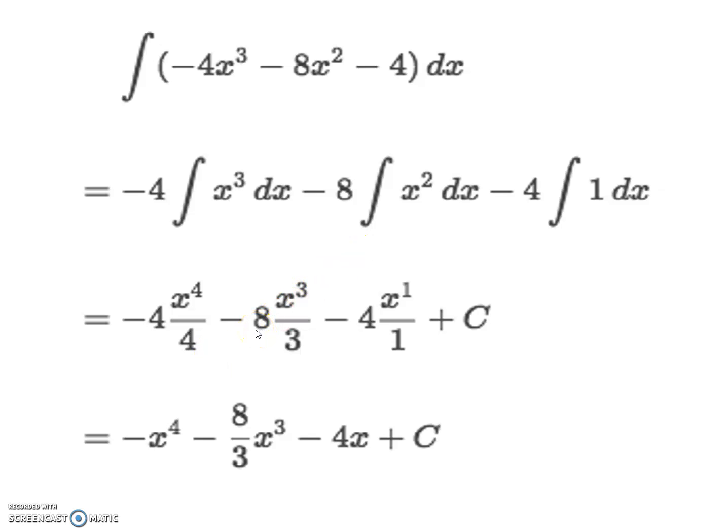Now minus 8 remains as the same. X raised to 2 is x raised to 2 plus 1 upon 2 plus 1. That's why 2 plus 1 is 3. So x raised to 3 upon 3. Minus 4 remains as the same. Integration of 1 is x. So plus c. We have to simplify. 4 gets cancelled: minus x raised to 4, minus 8 upon 3, a constant we keep outside, x cube remains as the same, minus 4 into x, 4x, plus c.